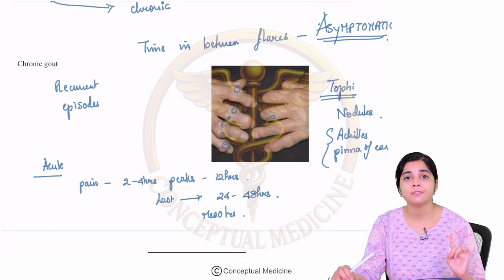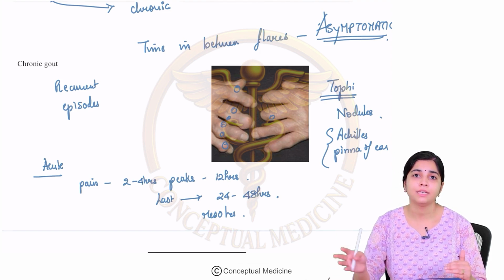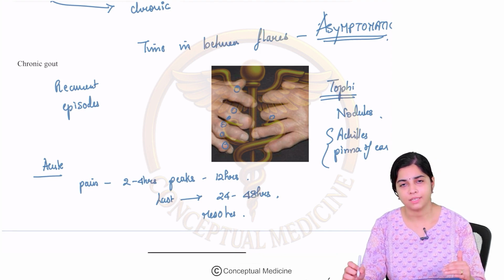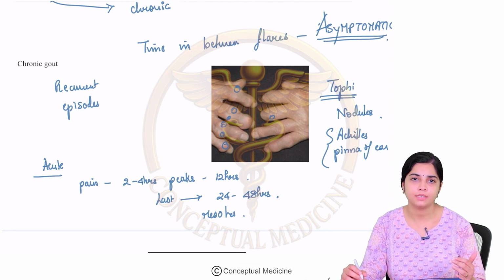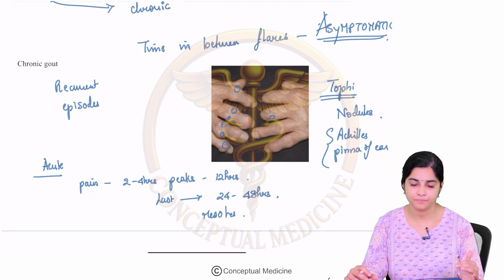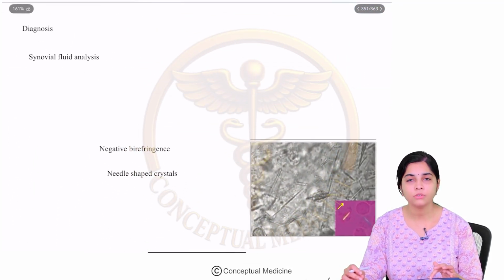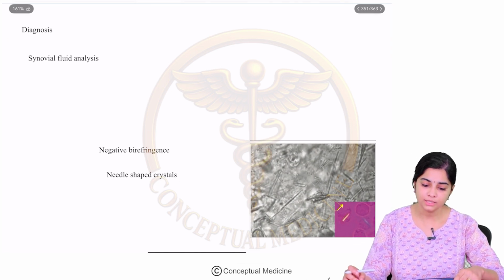But the characteristic feature is that in between two episodes, there may be normal, and then there can be a recurrence again. There can be flare-ups, and finally it can result in chronicity. Okay? So this is how your gouty arthritis usually presents. Fine? Clear? Okay. So let us understand how you diagnose your gouty arthritis.